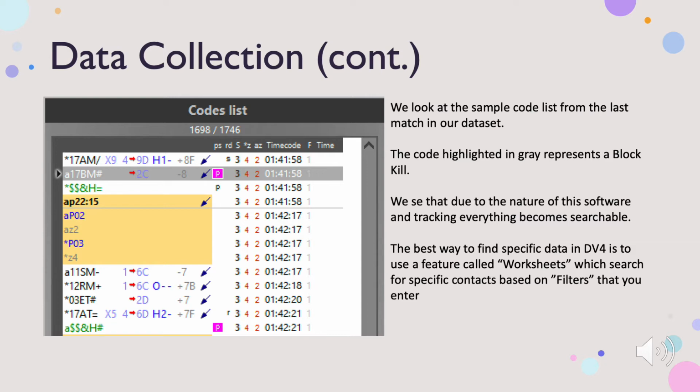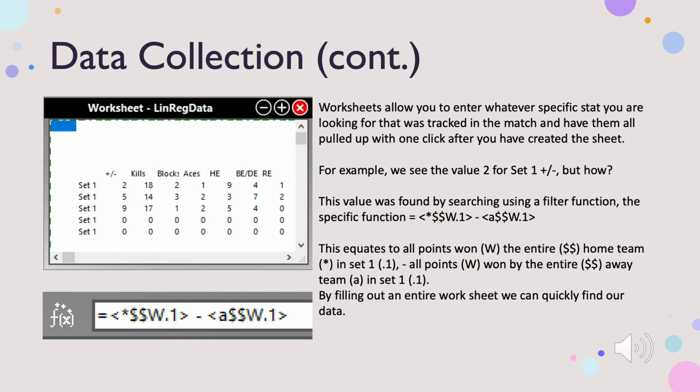The best way to find a specific data point in DataVolley 4 is to use worksheets. Worksheets allow you to enter whatever specific stat you are looking for and then have it all put up in one click. For example, we see the value for set 2, the plus minus was 2. This value was found by searching using a filter function. We can see that filter function below, and then we can see what it equates to on the right.